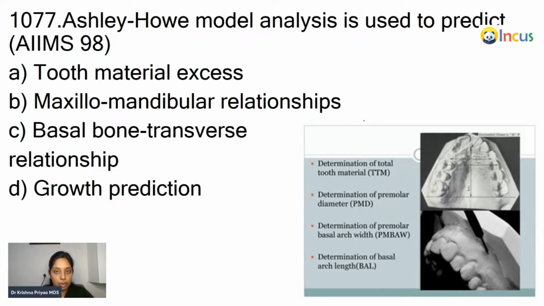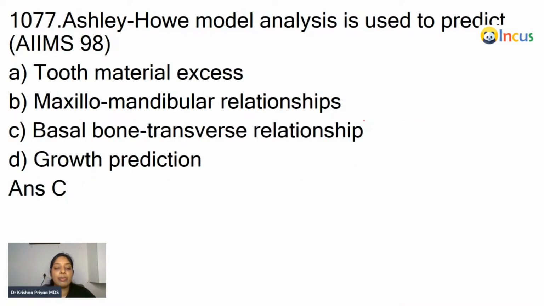So this is called Ashley House model analysis. It is different from Carey's analysis, or the model analysis that we saw previously. This Ashley House model analysis is based on the basal bone and transverse relationship, because it doesn't go over the individual tooth, only the transverse discrepancy, premolar basal arch width versus premolar distance between them, and it calculates the basal bone transverse relationship.